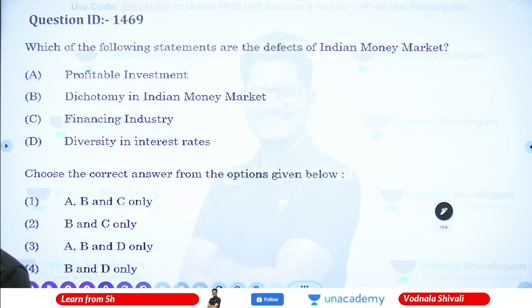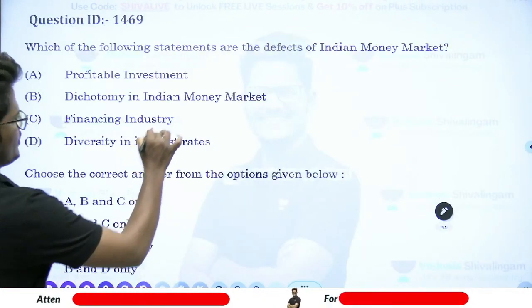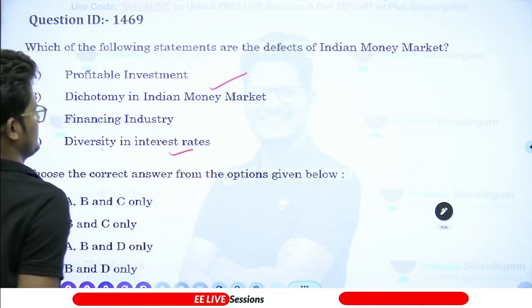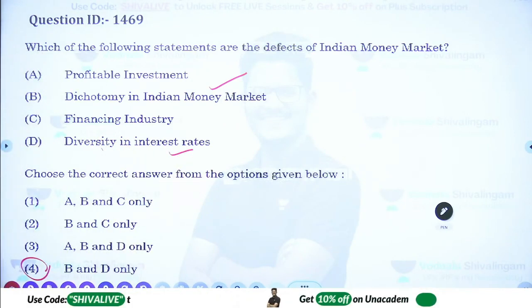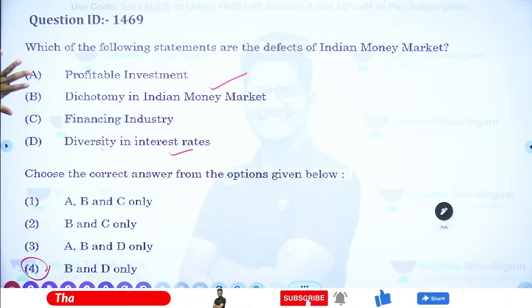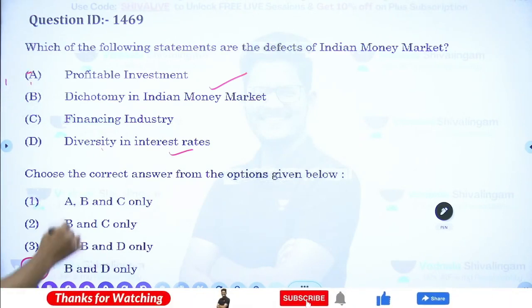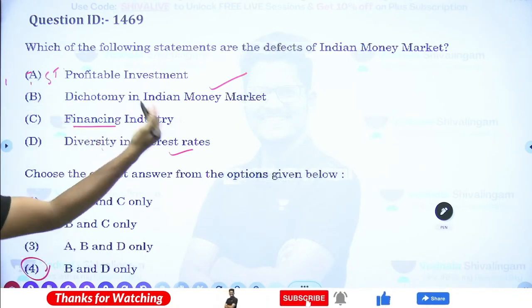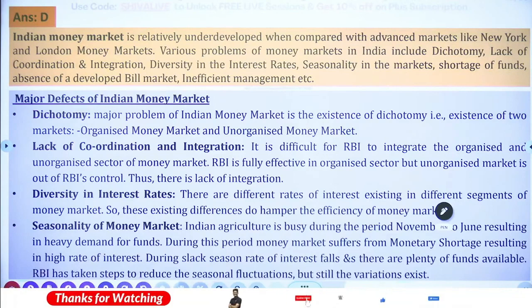Which of the following are the defects in the Indian money market? The defects are options B and D: dichotomy in the Indian money market and diversity in interest rate. These two are treated as defects. Profitable investment, yes. By putting an investment in short-term securities, you will get a profit, and it is a financing industry because money markets are majorly traded for that only.